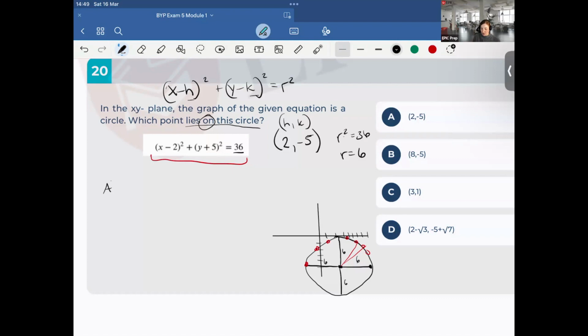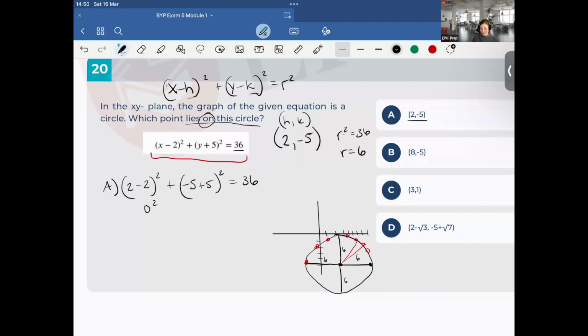So looking at answer choice A, it's 2, -5. So I would plug in 2 minus 2 squared plus -5 plus 5 squared. Does that equal 36? Well, first, this is 0 plus 0 squared. Does that equal 36? No, it does not. So therefore, I can eliminate that.